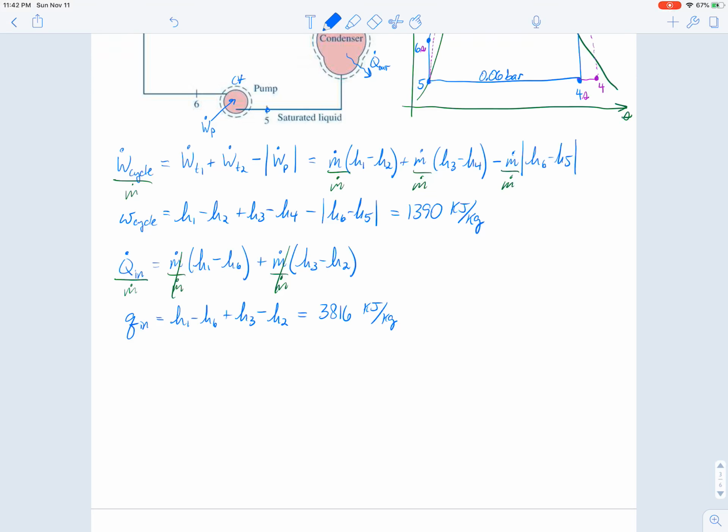Okay, and with this now we can calculate the efficiency of my cycle, the thermal efficiency of my cycle, again defined as what you want divided by what you have to pay for to get it. And that comes out to about 0.364 or 36% thermal efficiency.